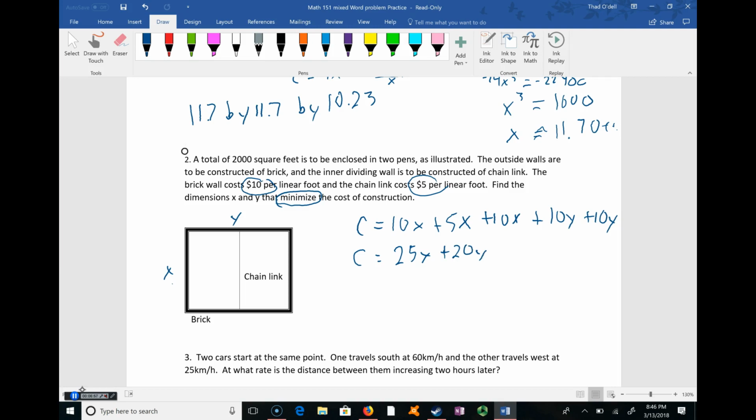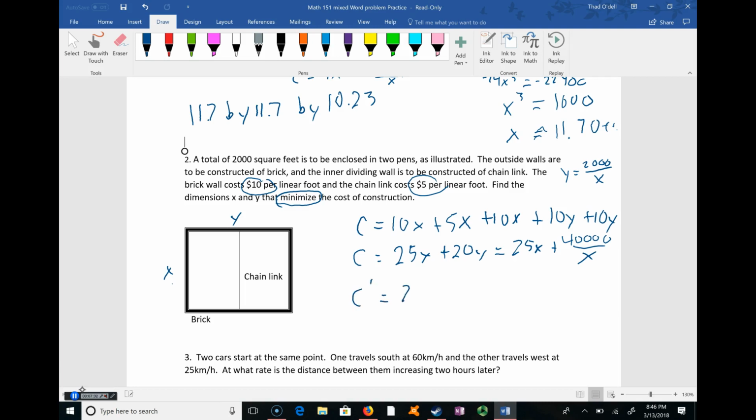But then we also know that the square footage is 2,000, so that means that y is equal to 2,000 divided by x. So that means this is equal to 25x plus, let's see, so that would be 40,000 divided by x, because we're just plugging in 2,000 over x in for y there. So then we can take the derivative.